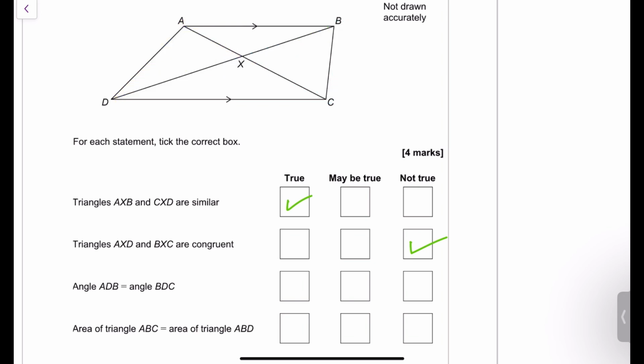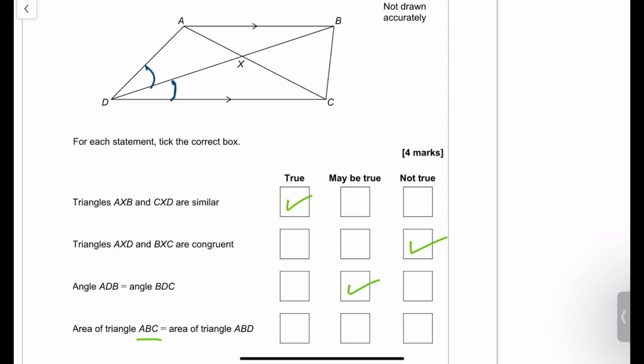And angle ADB, where is angle ADB? This angle equals angle BDC. BDC is this angle. They could be. You have no way of knowing, so it may be true. That one may be true. I don't think so, but it could be. I would imagine not, but it could be.